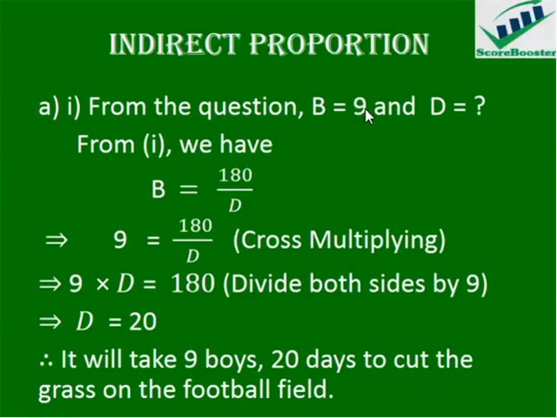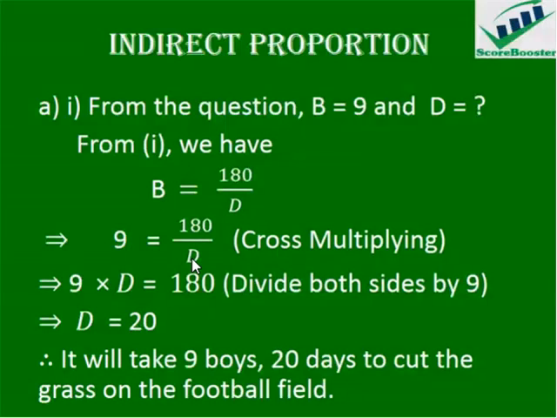The value of B is given as 9 and we don't know the value of D, which is the number of days, so we have to obtain it. So we go back to the relationship. The relationship says B equals 180 divided by D, which is number of boys equals 180 divided by number of days. What is the number of boys here? 9. 9 equals 180 over D.